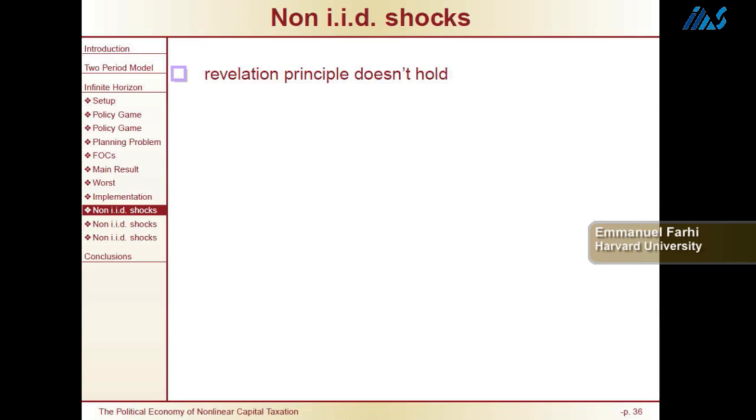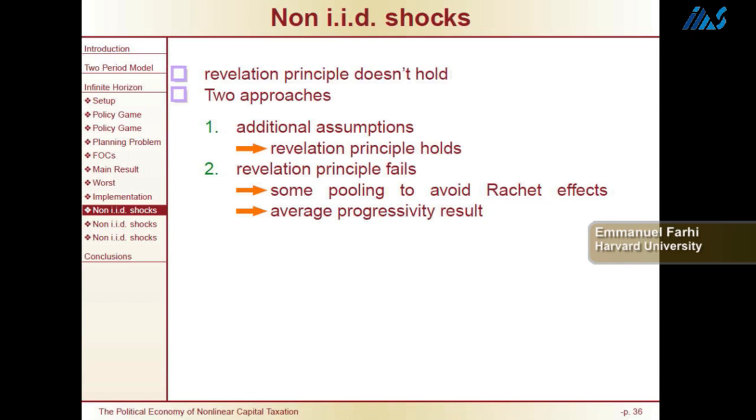So again, the concern that you have here is that the government doesn't have commitment. So by revealing information today, if the government deviates tomorrow, it might exploit this information in a way that is undesirable. So we have two approaches. One approach is to have additional assumptions that guarantee that even though the shocks are persistent, we can still apply the revelation principle. And then we treat the case where really it's a problem. We don't make those assumptions. The revelation principle fails. Maybe not all the information is revealed in equilibrium, so we have some partial pooling, and we derive a version of our result, an average kind of progressivity result. So let me talk about the first one.